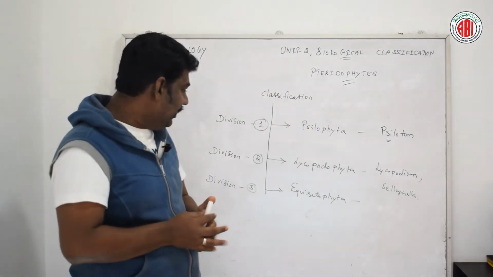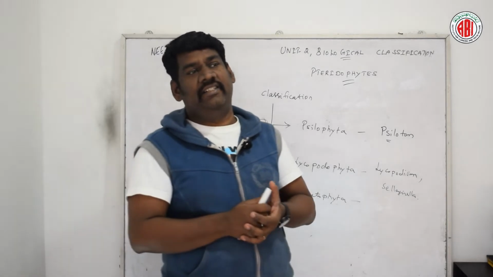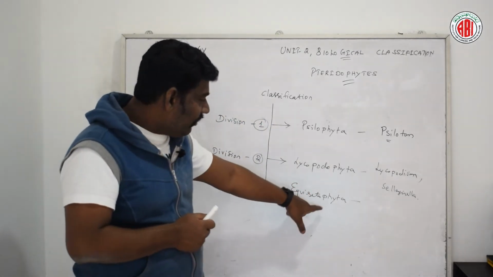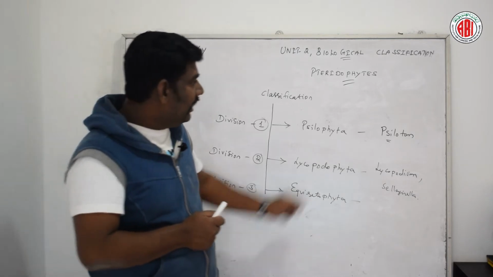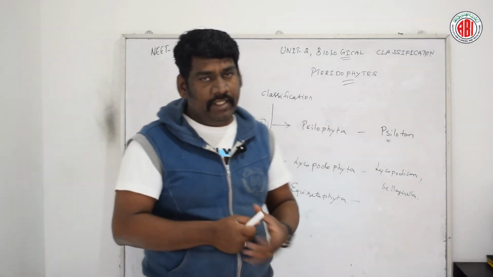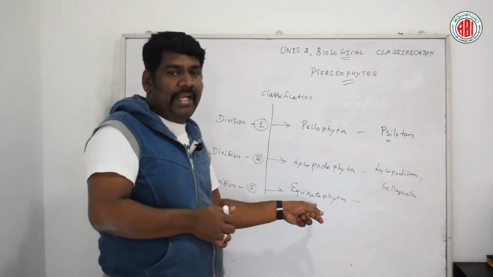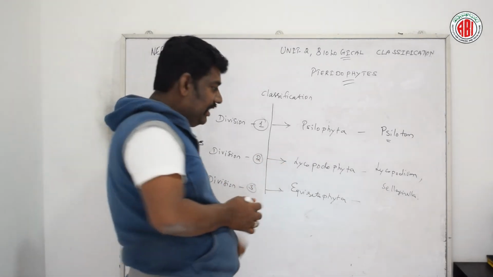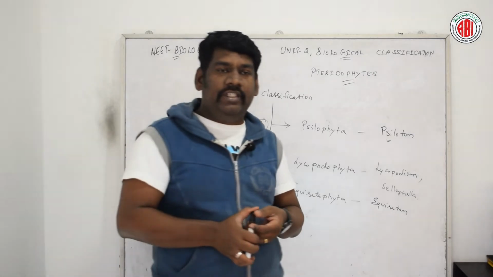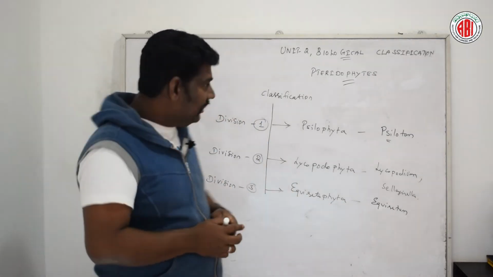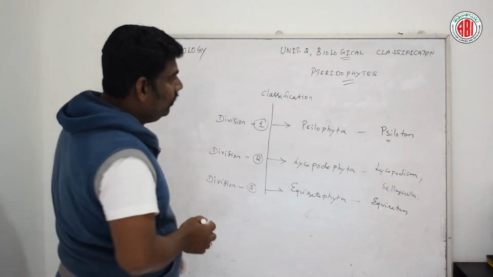So these are certain characteristic features of Equisetophytae, division number 3 under the category of Pteridophytes. The best example for this division of plants is Equisetum. So these are the few examples that can be seen under division 3 of the Pteridophytes.